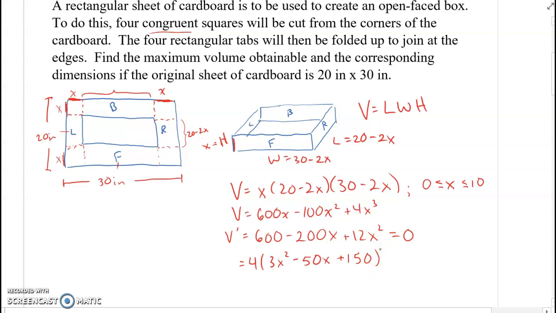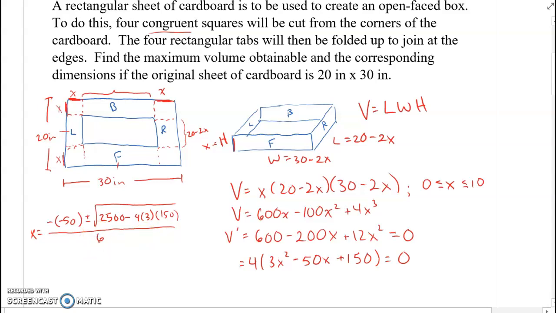And we could try to factor this, or we could jump straight into the quadratic formula. I'm kind of not feeling the factoring right now. I feel like we might want to go ahead and jump into the quadratic formula. So x equals negative b plus or minus the square root of b squared minus 4 times a times c, all over 2a.